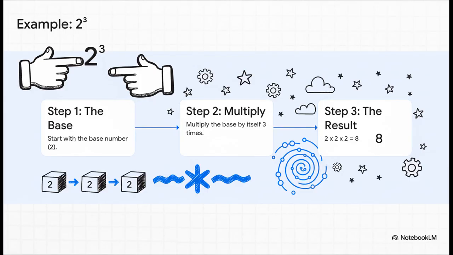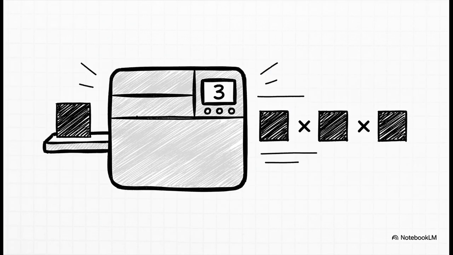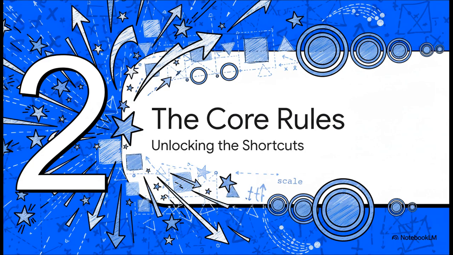2 to the power of 3. So our base number is 2. The exponent, that little 3 up top, tells us to multiply that base by itself 3 times. So we get 2 times 2 times 2, which of course equals 8. See? Simple. Here's a cool way to think about it. An exponent is basically a copy machine for multiplication. The base is the original thing you want to copy, and the exponent just tells the machine how many copies to make.